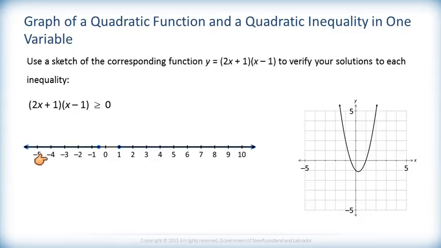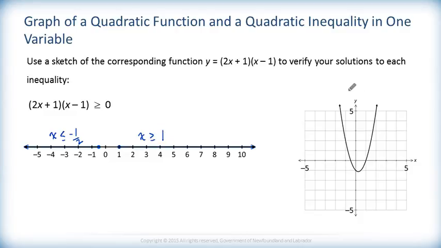In our last recording, we solved this inequality, (2x plus 1)(x minus 1) greater than or equal to 0. We found that the solution intervals were x less than or equal to negative 1/2, and it was an equal sign because the negative 1/2 made it equal to 0 here. And we had x greater than or equal to 1.